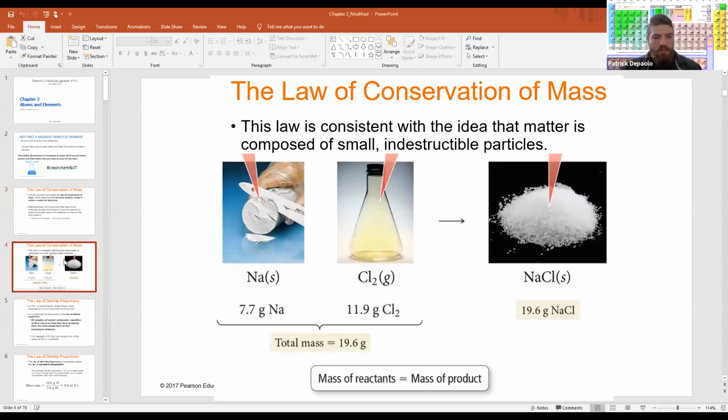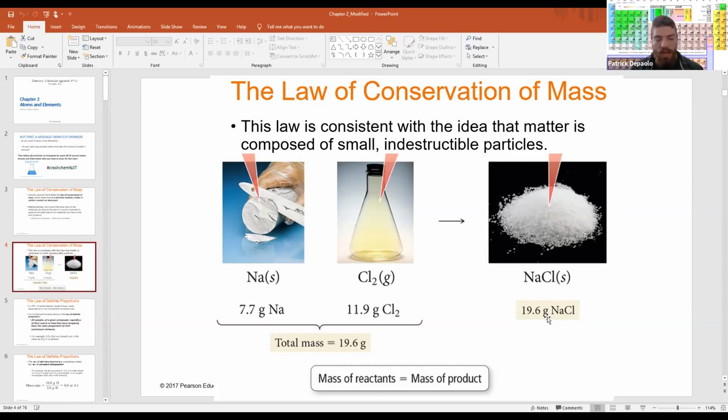Here's an example of that. You react some solid sodium with some chlorine gas, and you get the exact amount added together of sodium chloride, assuming that it all reacts and there's no excess. This is the amount that would react completely, and you get 7.7 plus 11.9 equals 19.6. So the total mass of the reactants in any chemical reaction has to equal the mass of the products, in a perfect world.